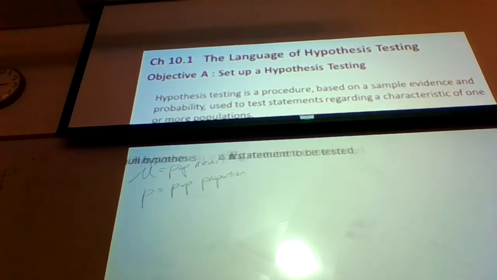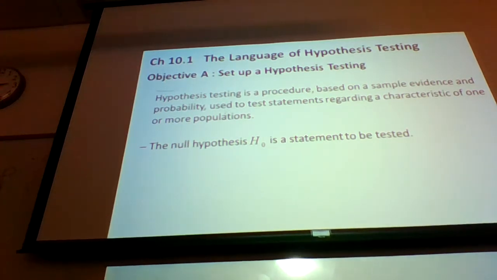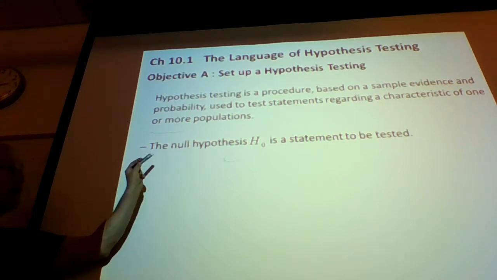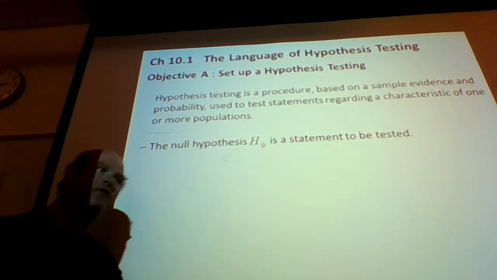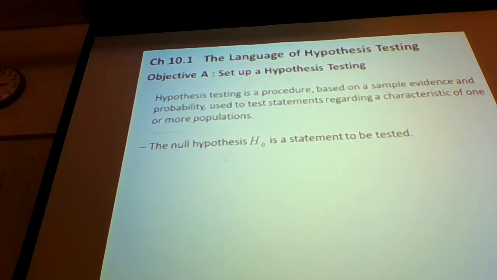Now, the null hypothesis. We have two hypotheses. One is called the null hypothesis. It's one of the statements that we're going to test. What it usually is, is what you would expect. In other words, it's the hypothesis that you would expect to have. It's something that you expect to happen.